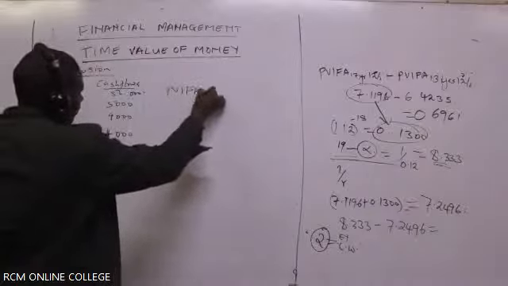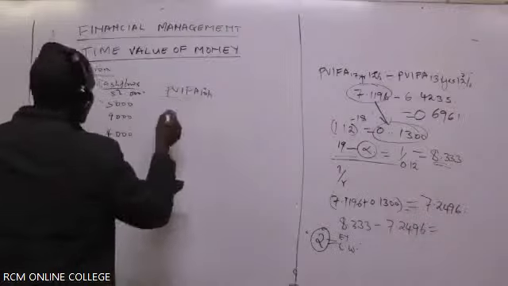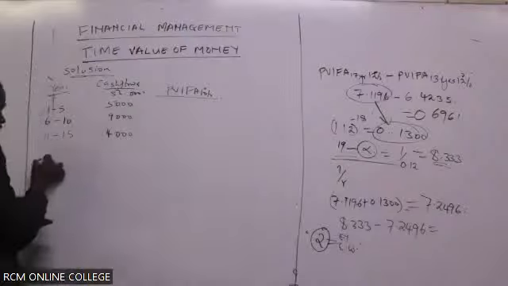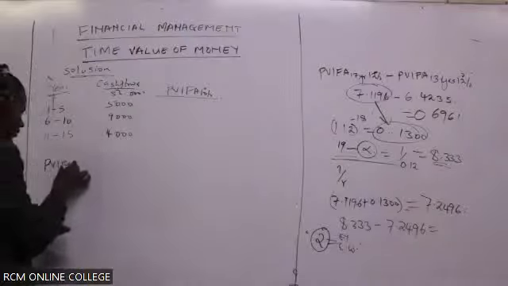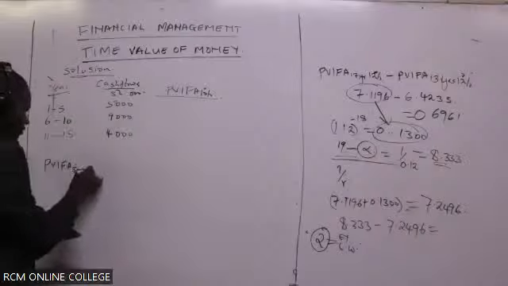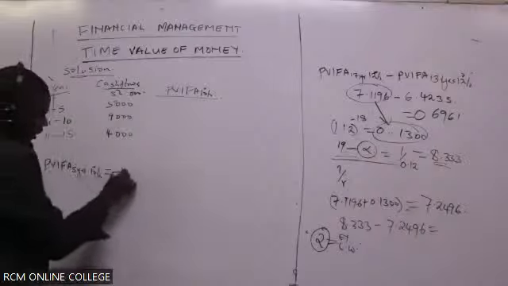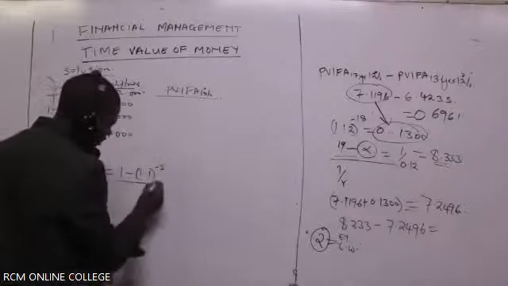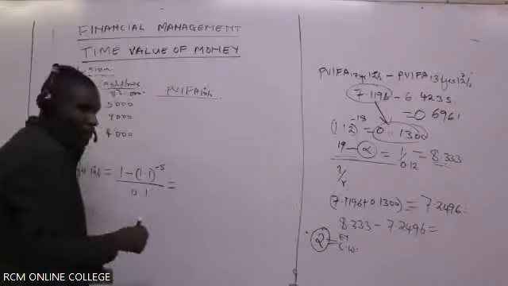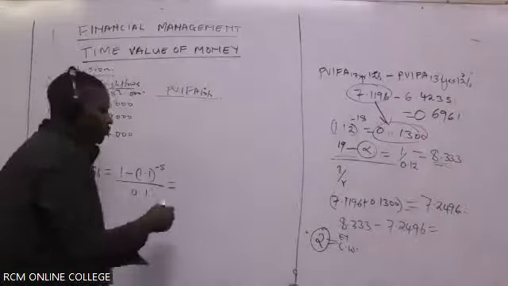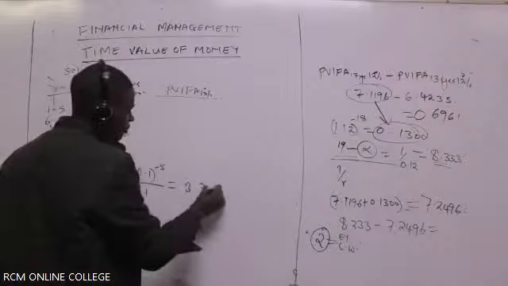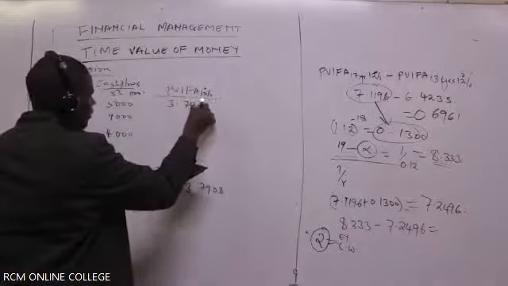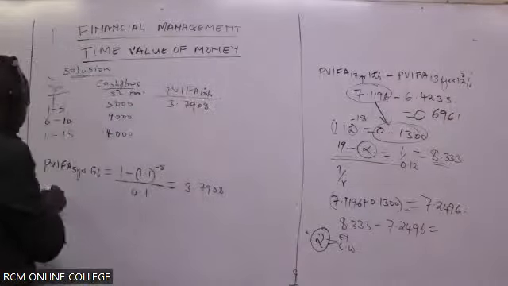PVFA 10%. So can you give me that of the first 5 years? It will be PVFA 5 years, 10%. What do you get? 1 minus 1.1 to the power negative 5, divided by 0.1. It is 3.7908. That's good. Then we look at PVFA 10 years.